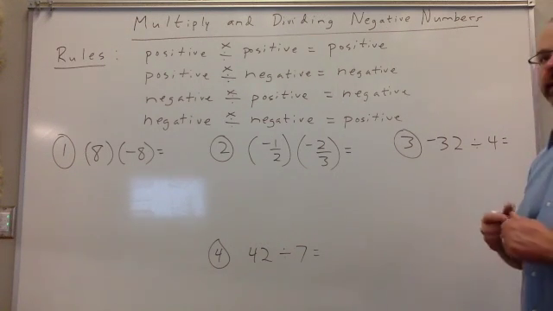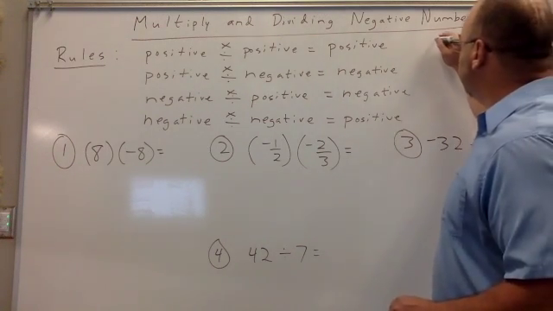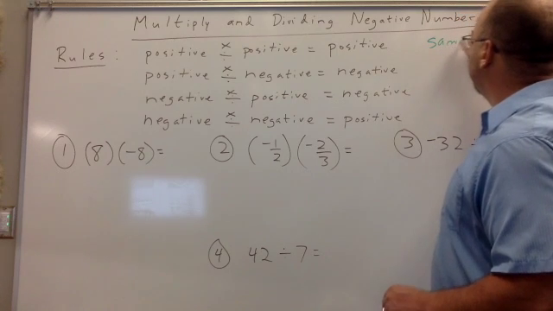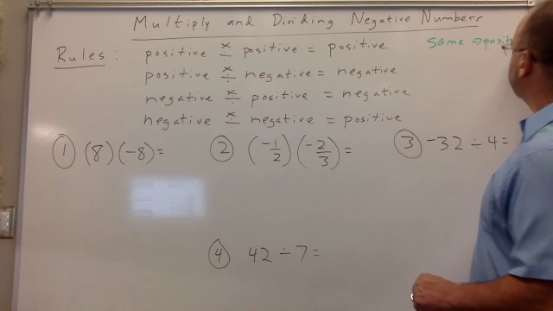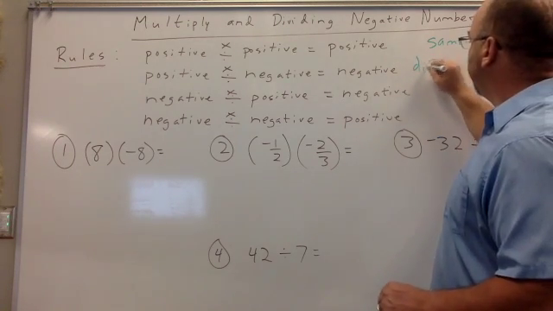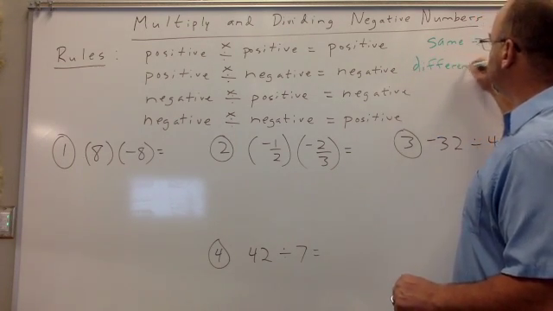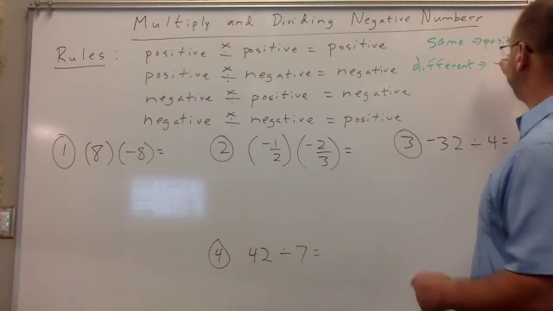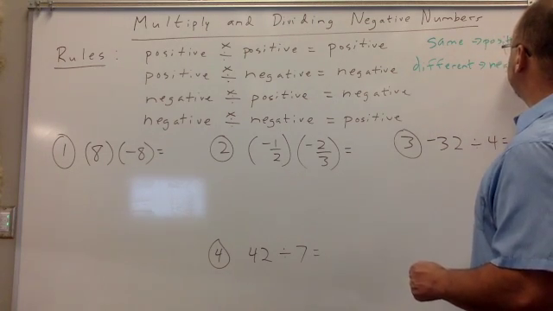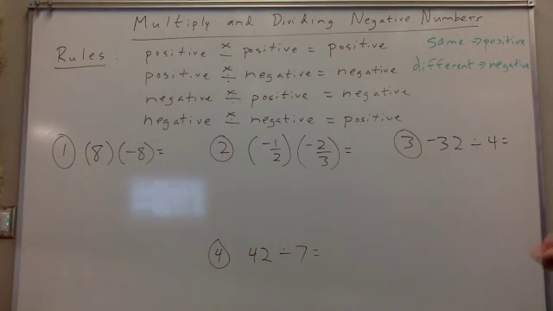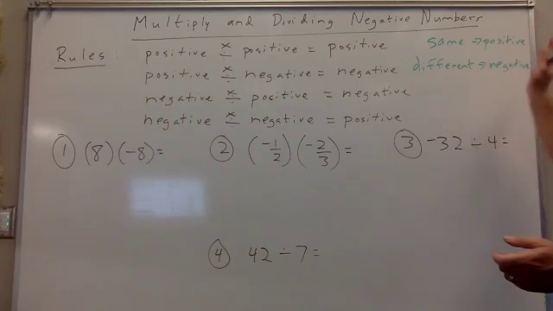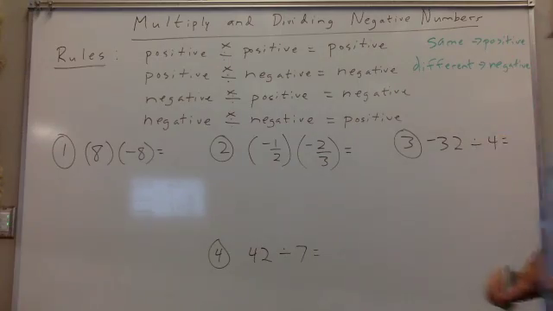One way you could think of this is if the signs are the same, the answer will be positive. Okay? If the signs are different, if one's positive and one's negative, or vice versa, then the answer will be negative. Okay? So those are two different ways of thinking about it. You can have these rules or these rules. So let's take a look at number one.